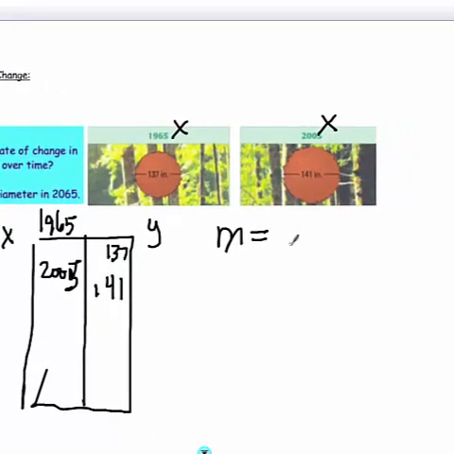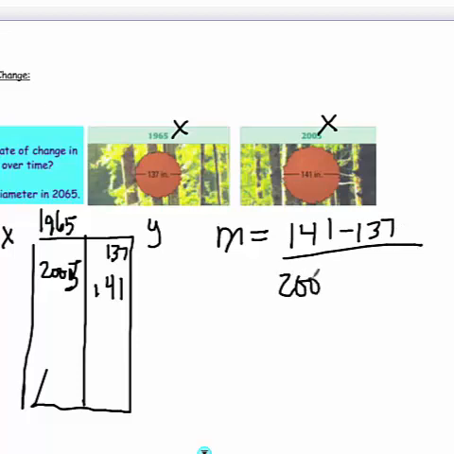How much time is it, what is changing every single year? All right? So I know that the difference in this, so 141 minus 137 divided by 2005 minus 1965 will tell me how much it changes in 1 year, right? Or the rate of change per time, right? How much it grows over time, right? That's what that means, growth per time. Per means divide, or y divided by x, right?